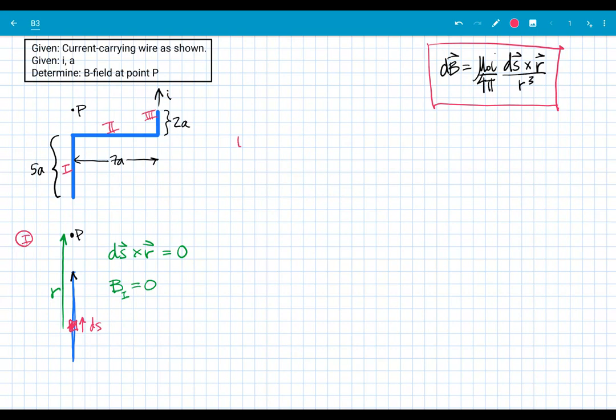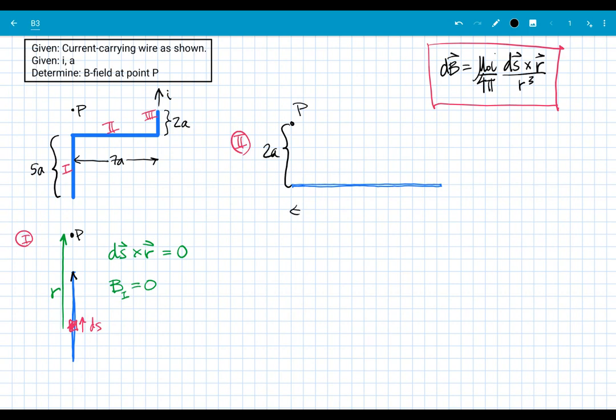So let's do segment 2. Segment 2 is going to contribute. Let's make a diagram for segment 2. Again, just a separate diagram for each segment that allows you to focus on the segment you're working on. So here would be my wire, the middle wire, and point P, I'll float up here. Again, I'm not worrying about putting this to scale. I want to make sure there's space in my diagram for the things that I need.